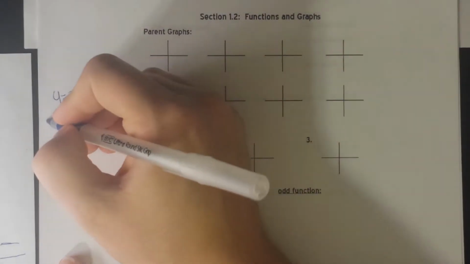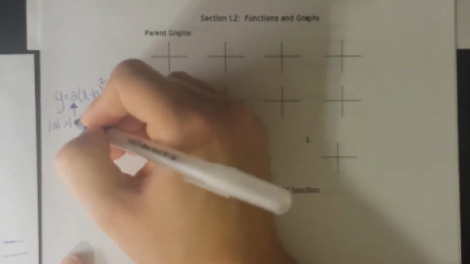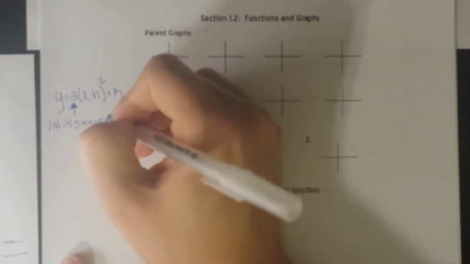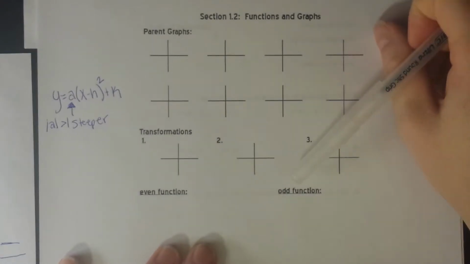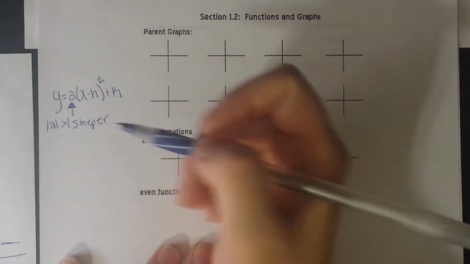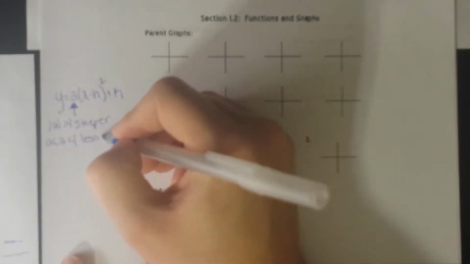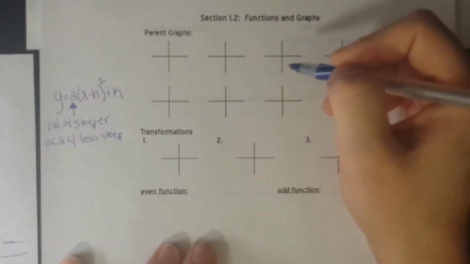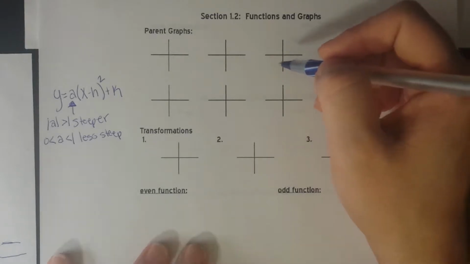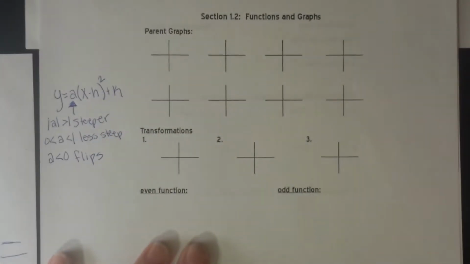If the absolute value of that A is greater than 1, the graph gets steeper. We can also call that a vertical stretch. We have a vertical stretch, and that would make it steeper. If that A is a fraction between 0 and 1, it's a vertical compression, and it gets less steep. And A less than 0, meaning negative, the graph flips. So I hope you remember those.